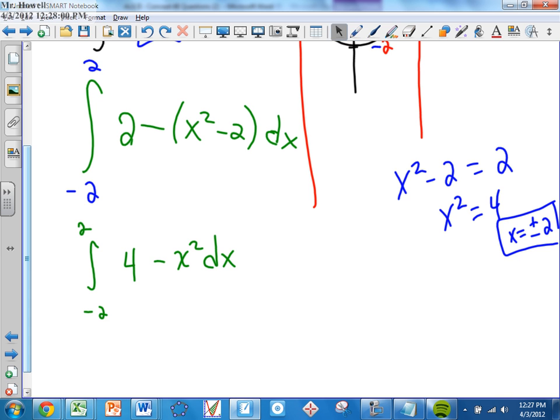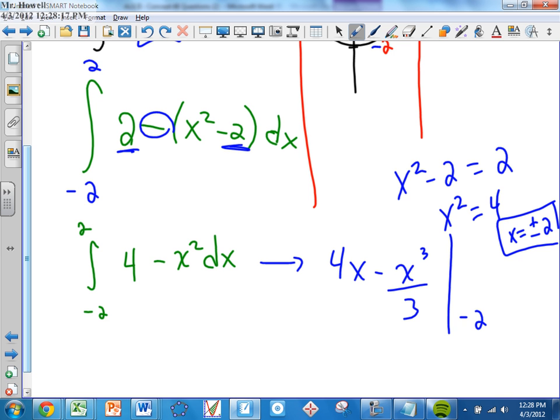Okay, now take the integral if you'd like. Again, this 2 minus negative 2 is 4. The negative x squared carries down as the negative x squared. Now you can integrate this. This will become 4x minus x cubed over 3, evaluated from negative 2 to positive 2.